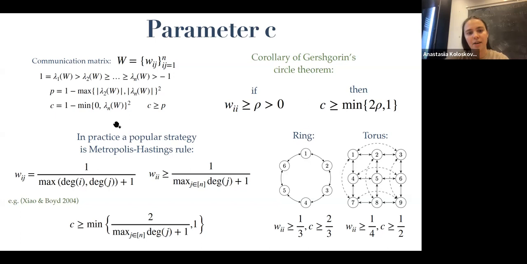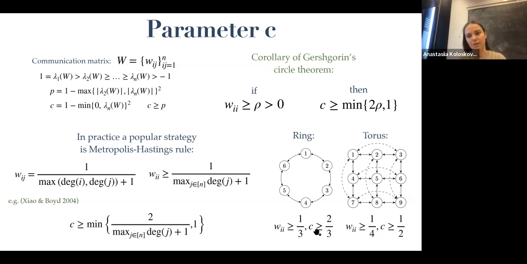And so if we look at some popular graphs, for example ring or torus, we can see that usually you put uniform weights. For the ring, for example, the weight is 1/3 self-weight and 1/3 for edges. This way you can bound this diagonal element as 1/3, and your c is constantly bounded by 2/3 using this. And the same for torus. So even if you increase your number of nodes by a lot, the c does not change much. It's still bounded by a constant.